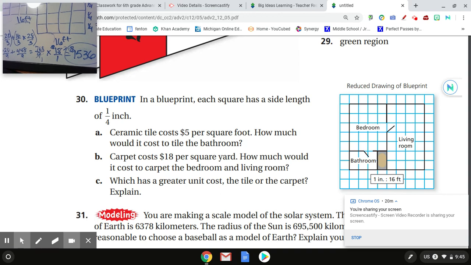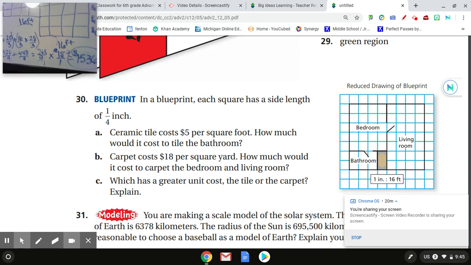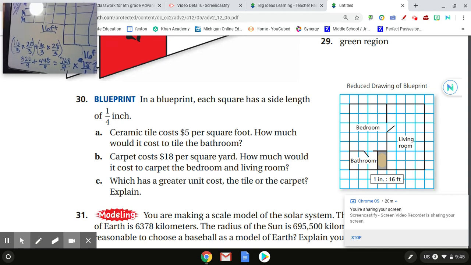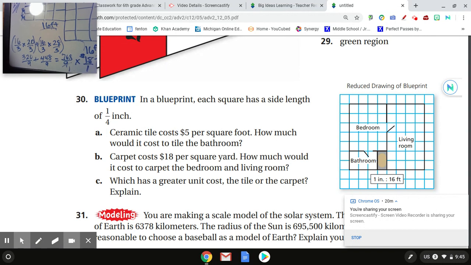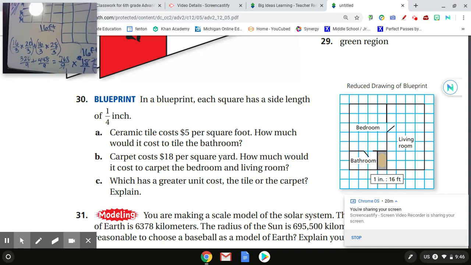So that is that problem right there. You guys are going to do something similar in this application of scale factors using ratios and proportions. If you have any questions this week, just drop me an email, and if I need to, we can Zoom and go over anything that you need.